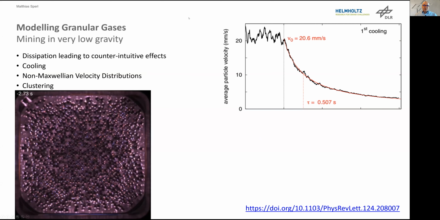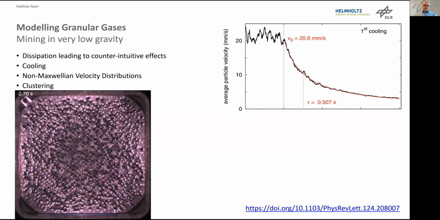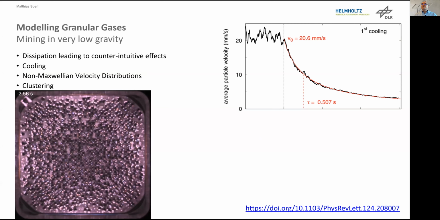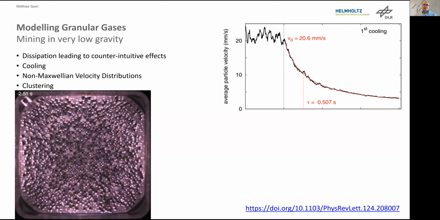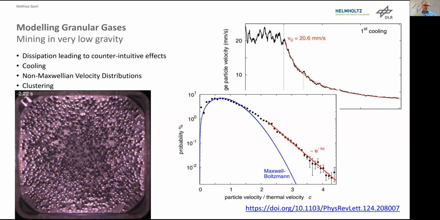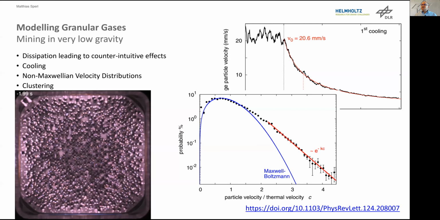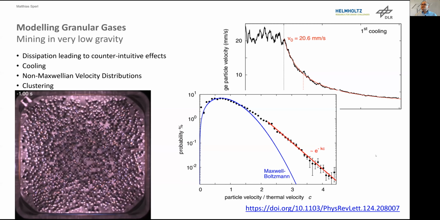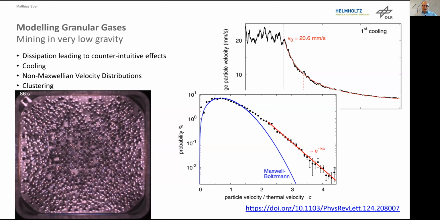You can also look at later stages where you have clustering, but before that, what you see is the unfamiliar non-Maxwell-Boltzmann distribution of the particles. And in that sense, we are following up on recent theoretical developments and try to have that confirmed or disproved or details clarified in microgravity experiments as much as possible.